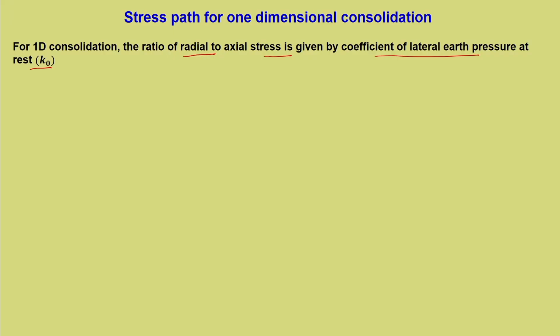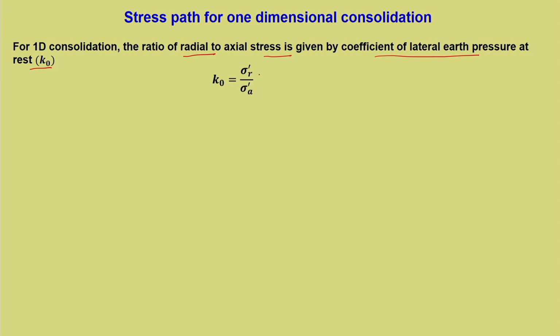Now, for one dimensional consolidation, as already told, the ratio of radial to axial stress is defined by the coefficient of lateral earth pressure at rest, because there is no strain that is happening. Had it been passive or active, then there is a movement, so then it will deviate. So, presently for this particular lecture and for subsequent analysis, we will use the coefficient of earth pressure at rest, which is K naught, and K naught is equal to sigma r dash by sigma a dash. Please note, it always has to be in terms of effective stresses.